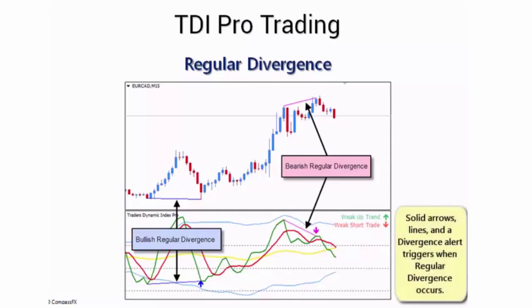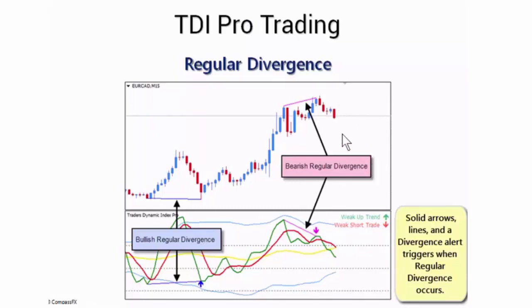When you look at this chart, you can see that we have lower lows in price, but yet we have higher lows in the Traders Dynamic Index. This is bullish regular divergence, suggesting the market will go long. And sure enough, the market does go long, makes its push all the way up, and then we find ourselves having higher highs in price, but yet we are having lower highs in the Traders Dynamic Index Pro, suggesting bearish regular divergence, and we get a reversal now in price.